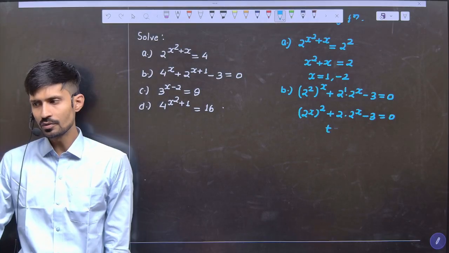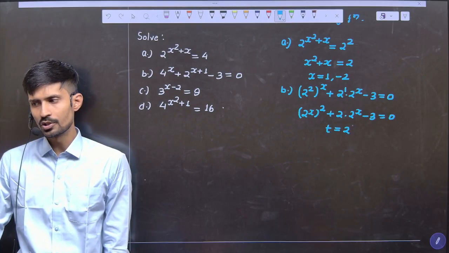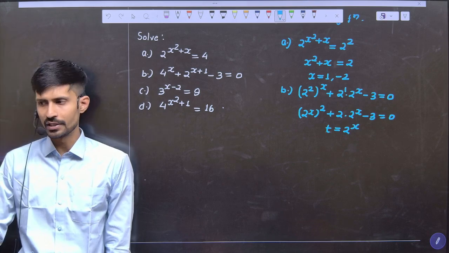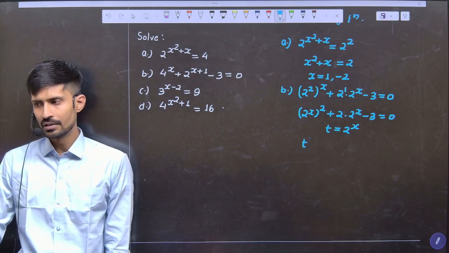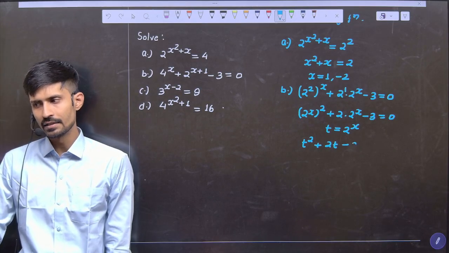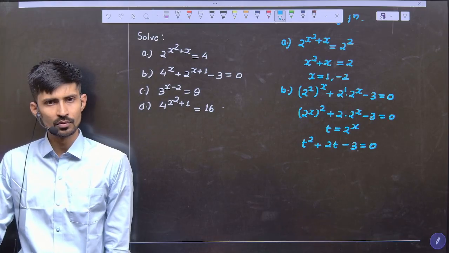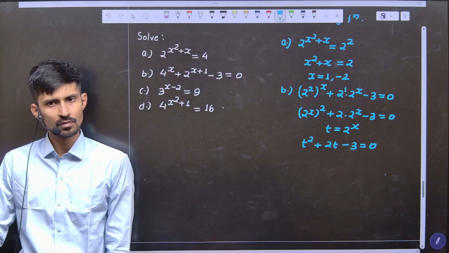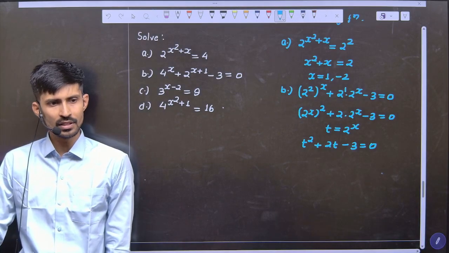Put t is equal to 2 raised to x. This will become t square plus 2t minus 3 is equal to 0. Yes? Now we'll find the root.